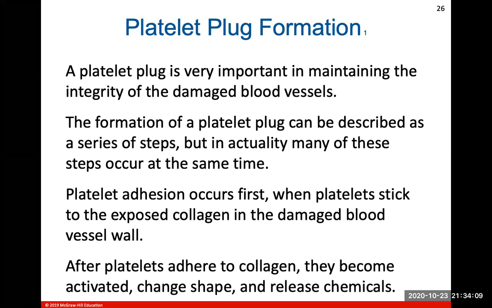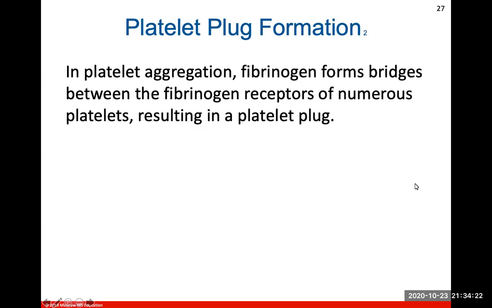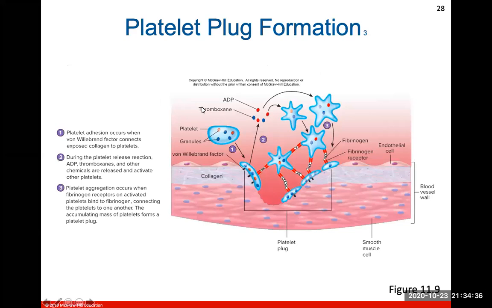Platelet adhesion occurs first, when platelets will stick to the exposed collagen in a damaged blood vessel wall. After the platelets adhere to the collagen, they will become activated, change shape, and release chemicals. And then in platelet aggregation, fibrinogen will form bridges between these receptors of numerous platelets, which will result in a plug to try to stop the blood from leaking. And this takes you through the steps of the platelet plug formation.